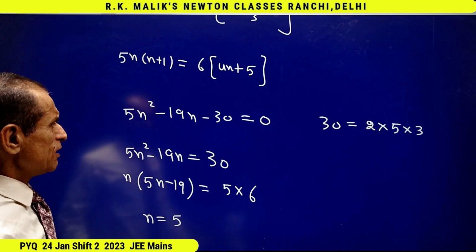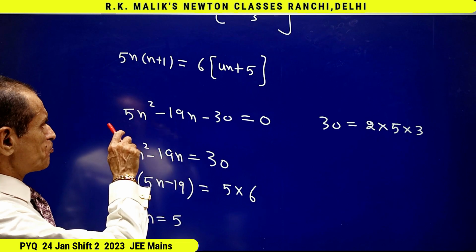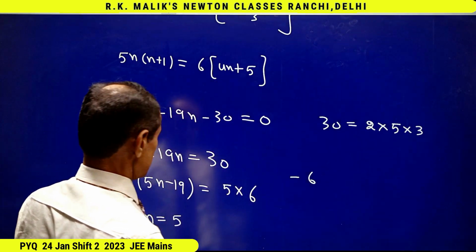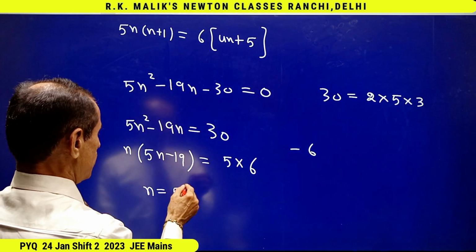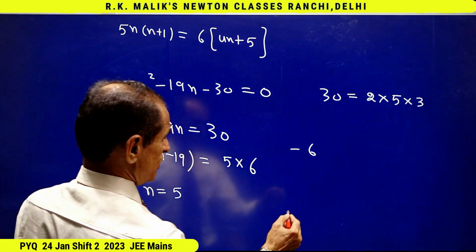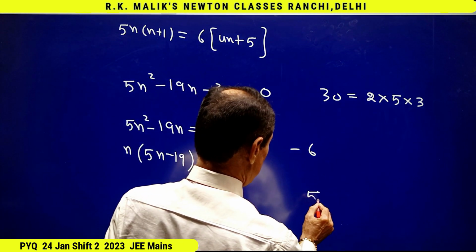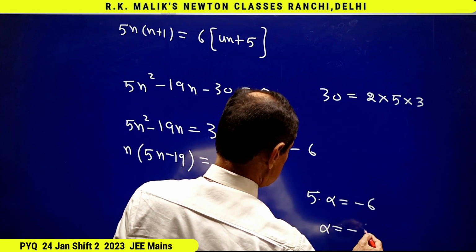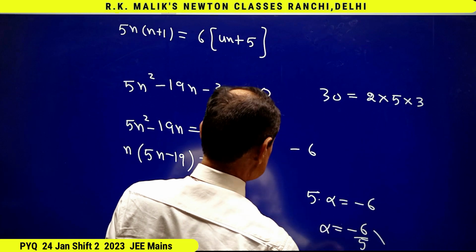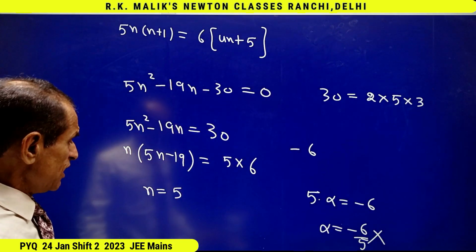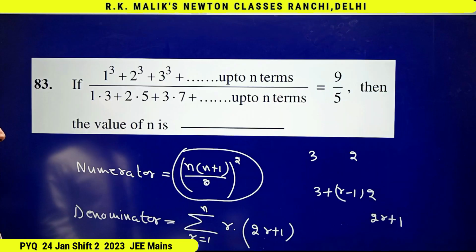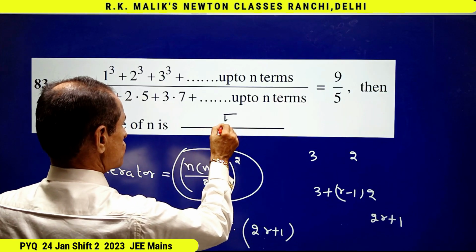Still, for more clarity, I am telling you clearly: the product of the roots is minus 6, and one root I have already found is 5. Then if the other root is alpha, 5 into alpha will be minus 6. That is, the other root will be minus 6 by 5, which is useless because n is a natural number. Hence the value of n we have got is 5. Hence the answer to this question is 5.